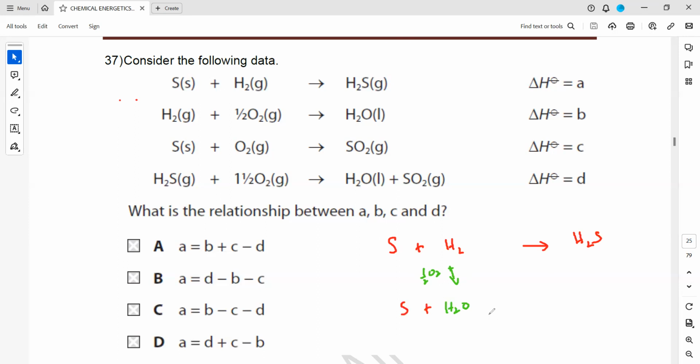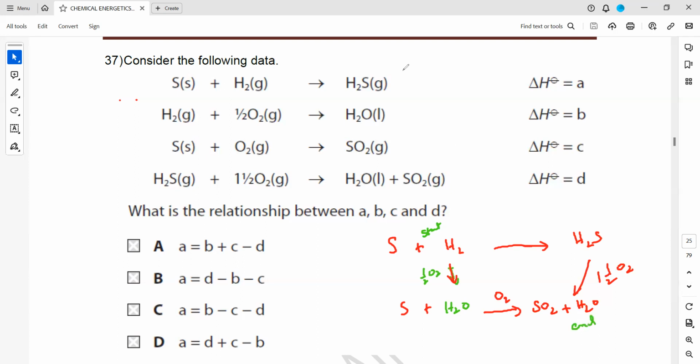And then if sulfur reacted with oxygen, as in the third equation, it will form sulfur dioxide, and water is already there. Or hydrogen sulfide, directly, as you can see in this equation, reacts with oxygen and gives sulfur dioxide and water. So now where the two arrows are pointing out, that is the start of the cycle. And where the two arrows are pointing in, that is the end of the cycle.